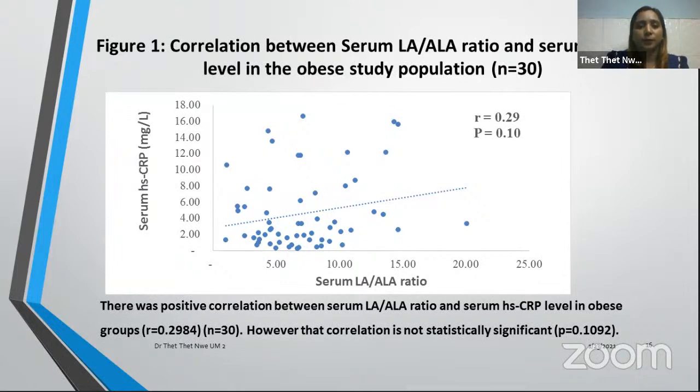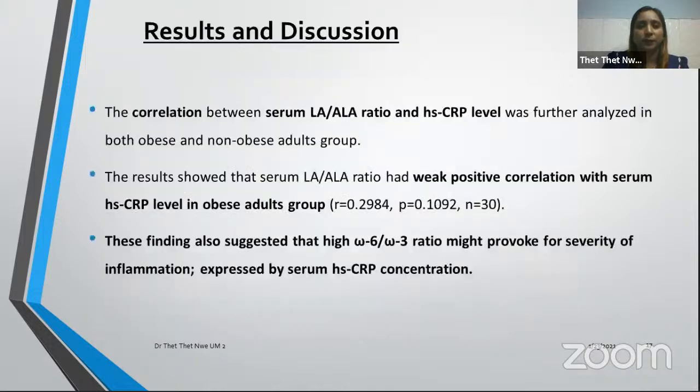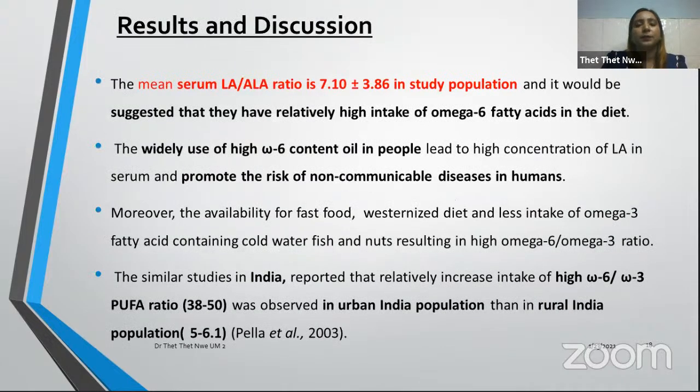This figure shows the correlation between serum LA by ALA ratio and serum hsCRP levels in obese study population. There was a positive correlation between serum LA by ALA ratio and serum hsCRP levels in obese group. However, the correlation is not statistically significant. These findings also suggest that high omega-6 by omega-3 ratio might provoke the severities of inflammation expressed by serum hsCRP concentration. The mean serum LA by ALA ratio is 7.10 plus or minus 3.68 in study population, and it was suggested that there was a relatively high intake of omega-6 fatty acid in the diet.